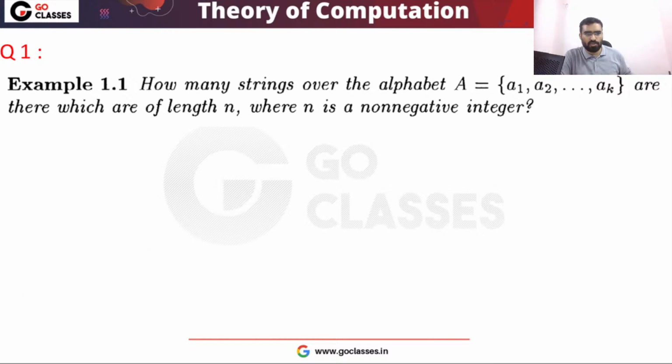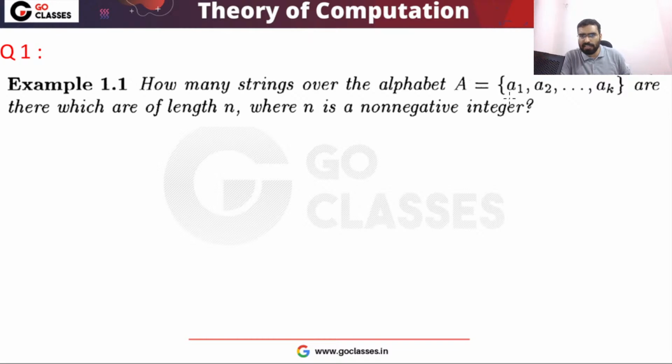Let's see this first question. Tell me what is the answer. This is an easy question. I am asking how many strings over the alphabet A1, A2, ..., AK are there which are of length n, where n is a non-negative integer. N is non-negative integer means n can be 0, 1, 2, 3 and so on.